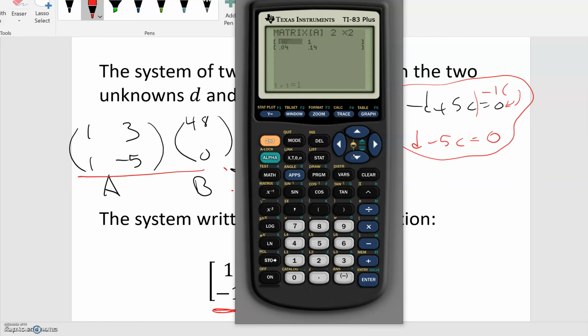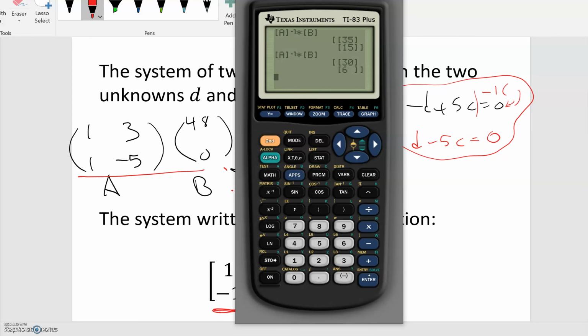A 2 by 2 matrix: 1, 3, 1, and negative 5. That's my A matrix. And my B matrix is 48 and 0. And then we do A inverse times matrix B. And there's our solution, 30 and 6.